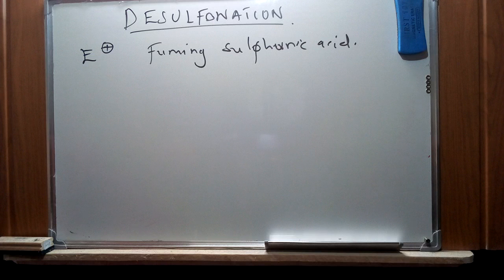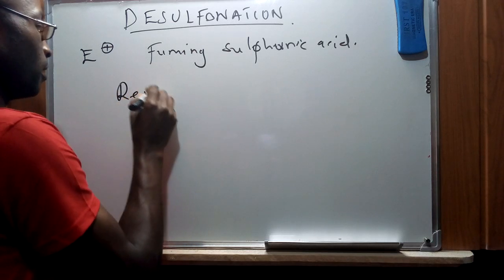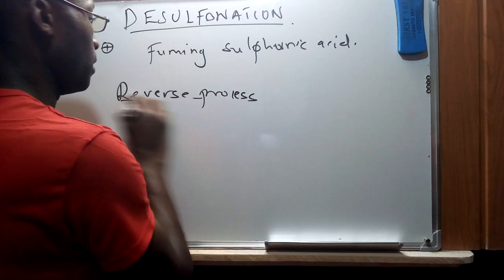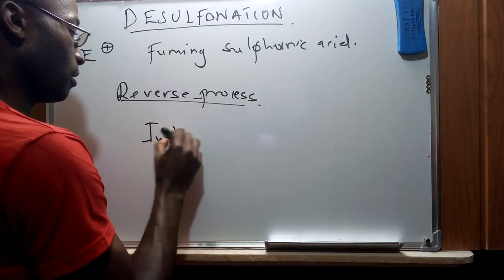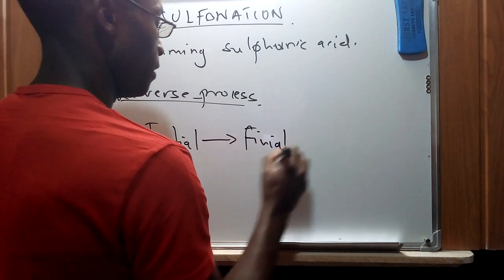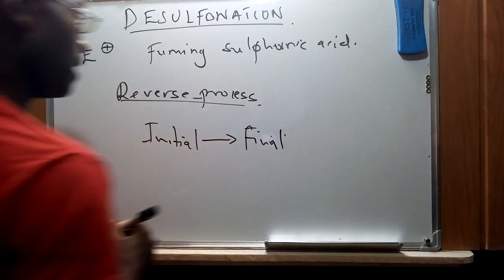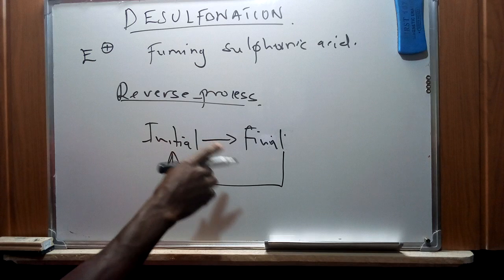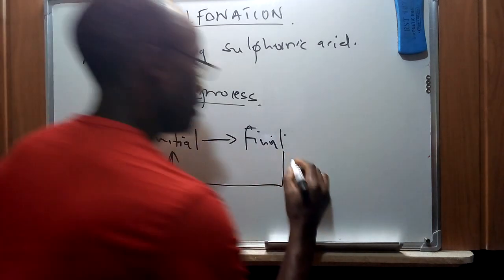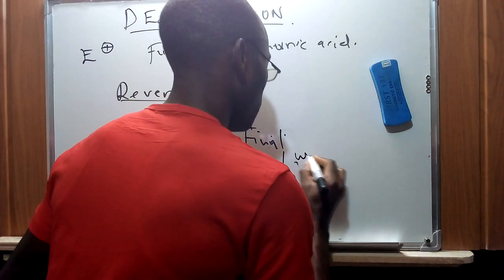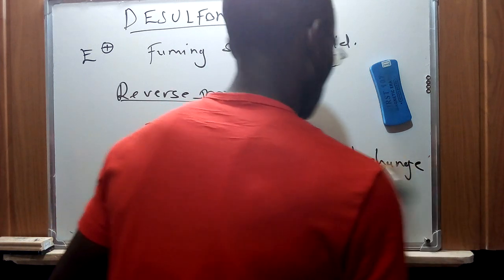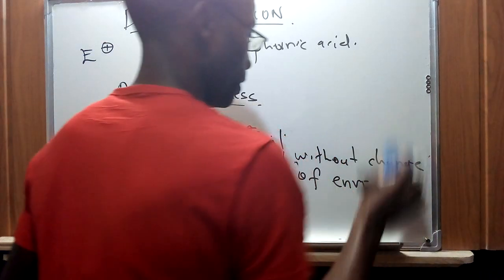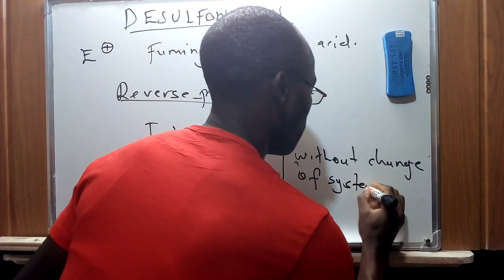So in this case, desulfonation is a reverse process, and in chemistry we know that a reverse process is a process that takes place from the initial to the final stage. This can be the symbol representation for a reverse process or a reversible reaction. We have an initial stage and a final stage, and for a reversible reaction, the products at the final stage can be taken back to the initial stage without change of the environment, or without change of the system or surrounding.